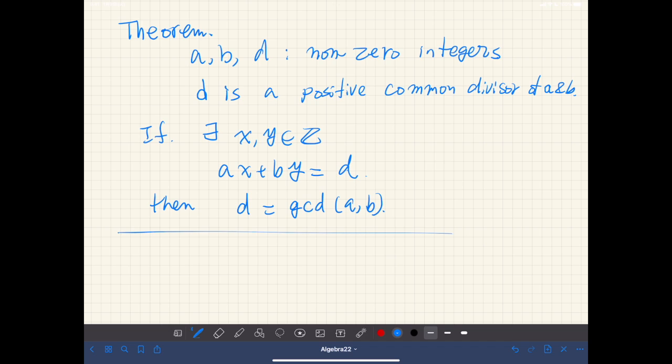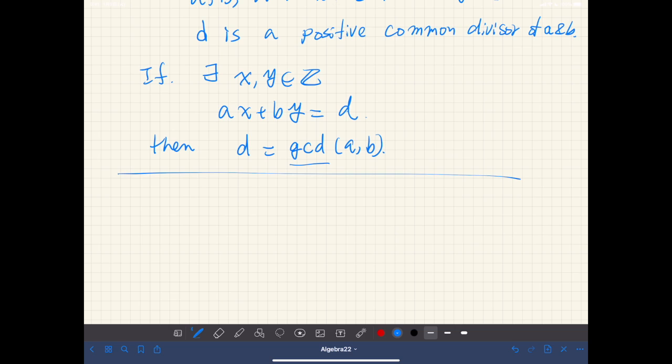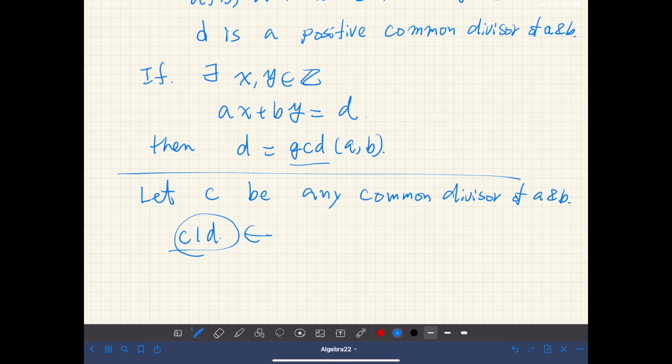So let's prove this one. By the way, what is the definition of the greatest common divisor? It is a common divisor that is divisible by any common divisors, right? So let C be any common divisor of A and B. What we want to show is C divides D.